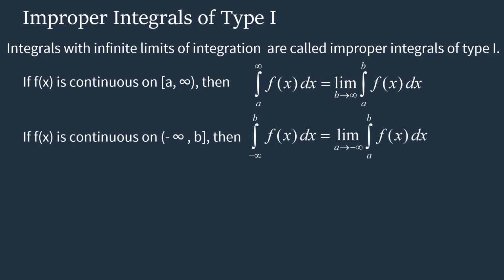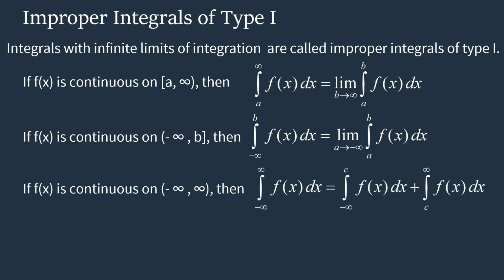You get similar definitions if you're going from negative infinity to b. And if you have a continuous function on the entire real line, then you can define the definite integral from negative infinity to infinity of the function as the sum of two of the previous integrals, one from negative infinity to c and the other from c to infinity, where the c can be anything you like.